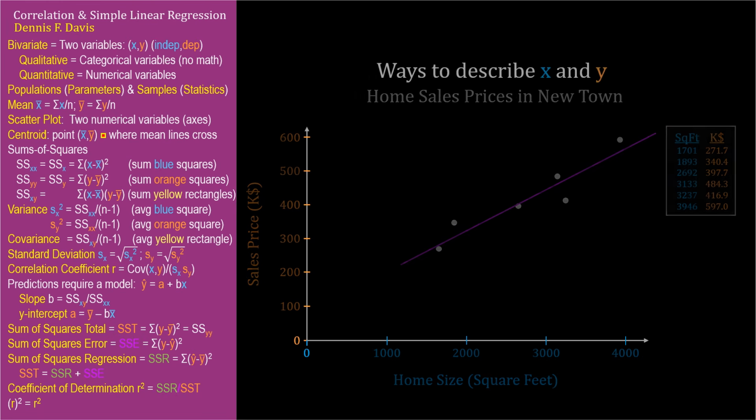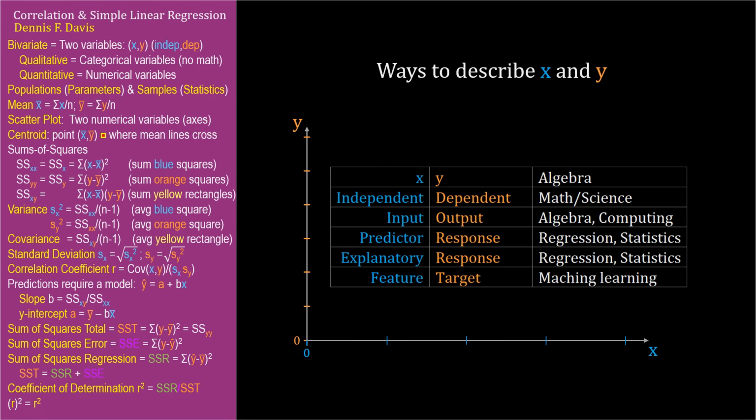Let me review some ways we refer to the x and y axes because they're described by some insightful terms. Sometimes x is called the independent variable and y called the dependent because y depends on x. When we write y equals f of x, we're saying that y's value depends on x's value. Similarly, the descriptions input and output can be used, especially in computer science. In regression and statistics, you'll often see x called the predictor variable or the explanatory variable, to which y is the response variable. And in machine learning, x variables are called features, and the y variable is called the target.